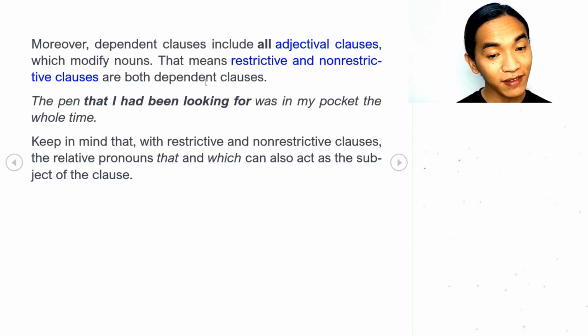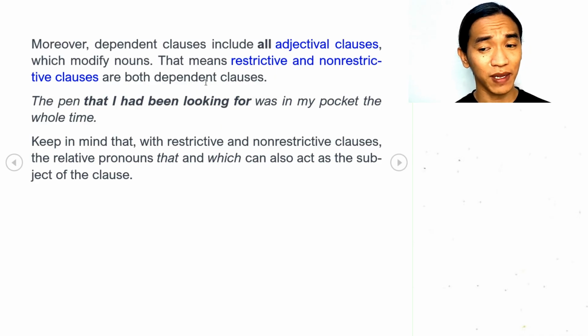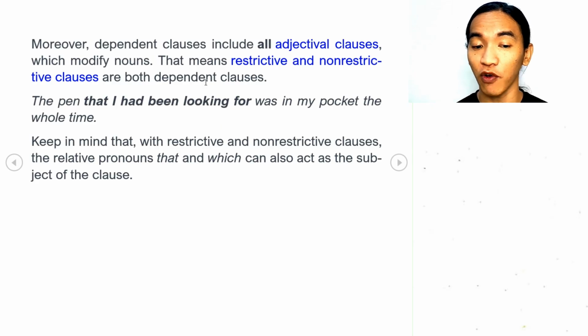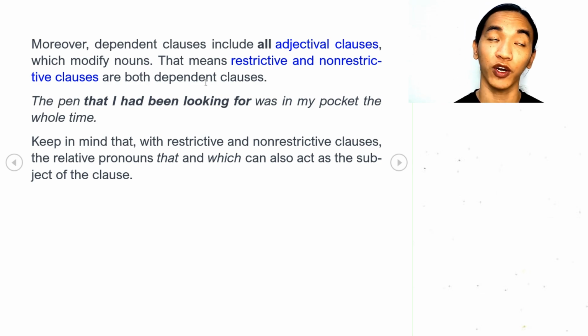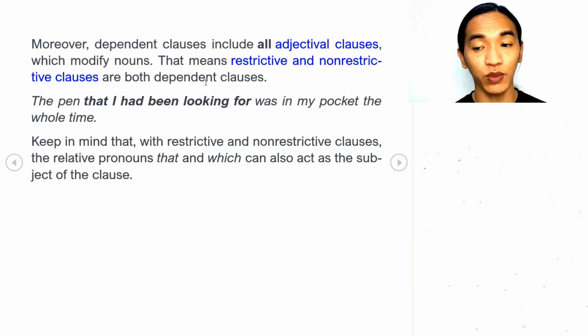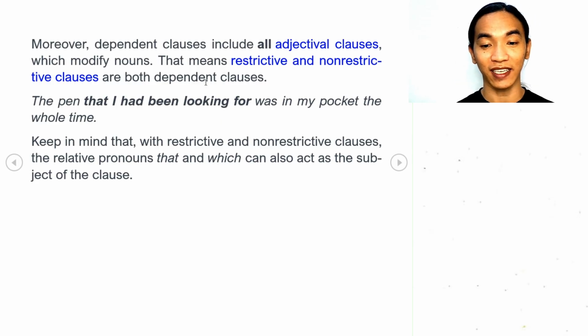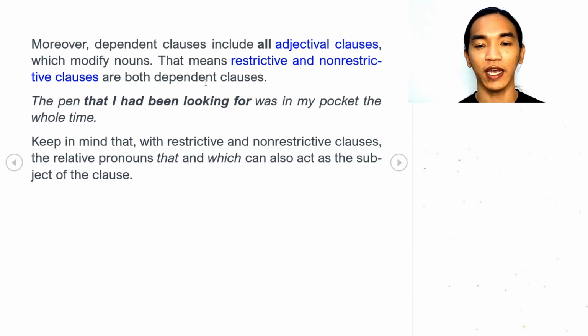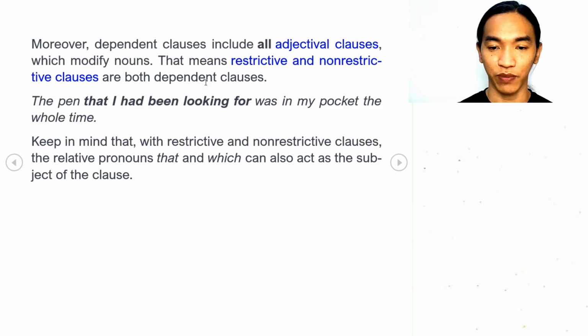Example: the pen, your noun, your subject, that I had been looking for was in my pocket the whole time. That I had been looking for is your dependent clause, which is also a restrictive clause, because it modifies your noun. So keep in mind that with restrictive and non-restrictive clauses, the relative pronouns that and which can also act as a subject of the clause, or in replacement of your subject, we have that and which.